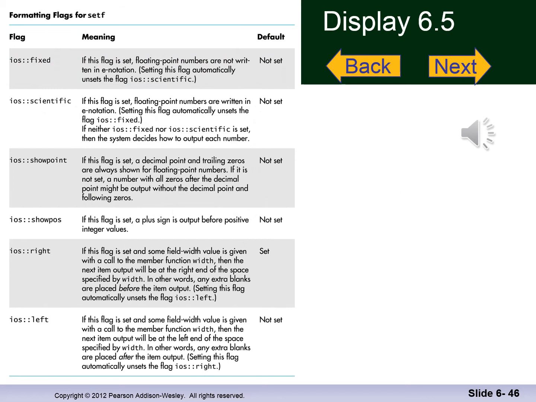This slide shows formatting flags for setf. You have fixed, scientific, showpoint, showpos. If this flag is set, a plus sign is output before positive integer values. And the default is in the third column. Many of these are not set. The default is right justification. That's the ios::right flag. And ios::left provides left justification.